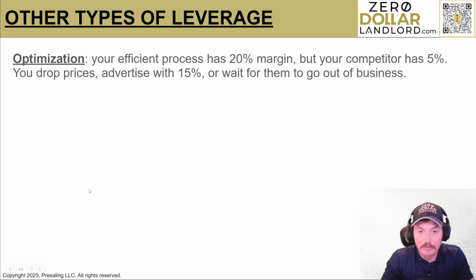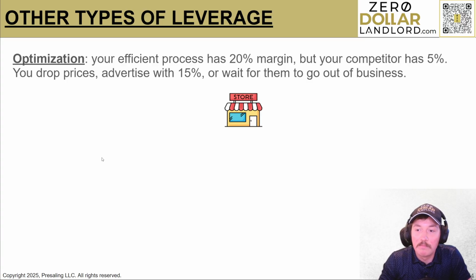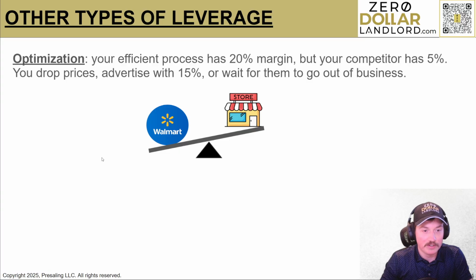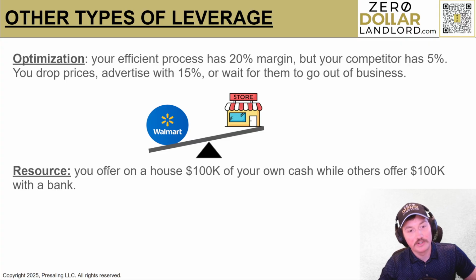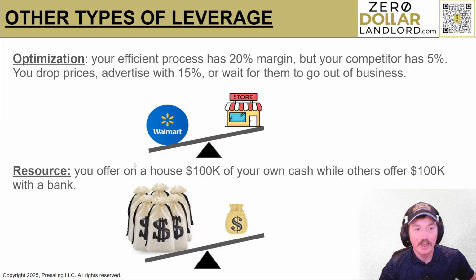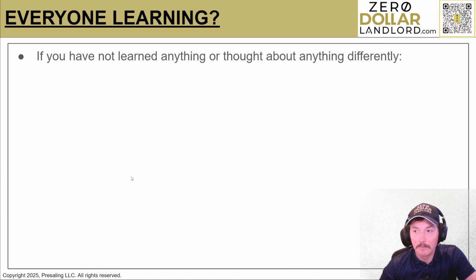So optimization leverage is if you have a better margin. That's like Walmart, for instance, right? It's not even like financial leverage because it's just they're more efficient at everything. They have a better staff training policy, even though it's Walmart or whatever. But they have better systems, they have better pricing, they have better logistics. Everything is optimized comparatively. And then also resource leverage, right? If somebody offers you $100K cash for your house versus $100K with a bank, you're going to take the cash offer. And that's why a lot of wholesalers, for instance, will do cash offers because you just have more resources at that point.